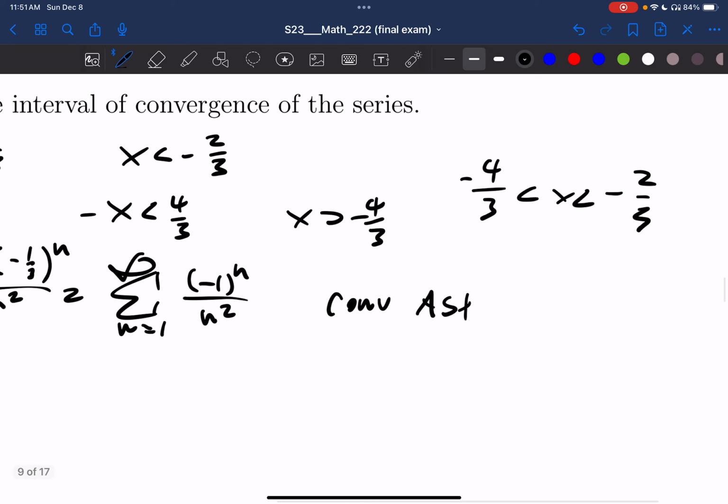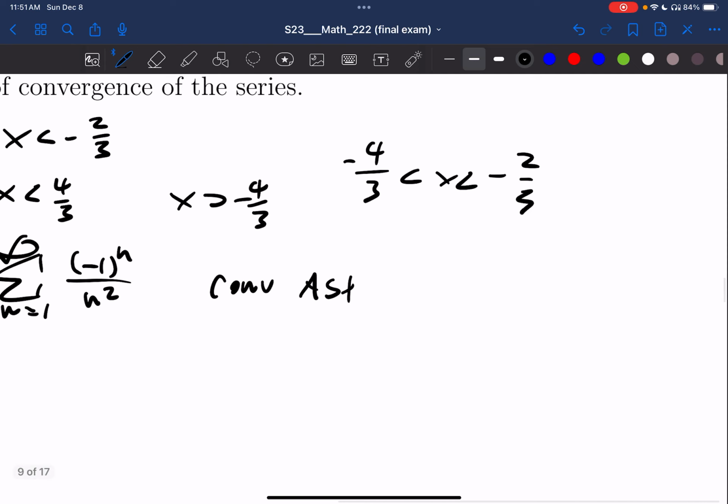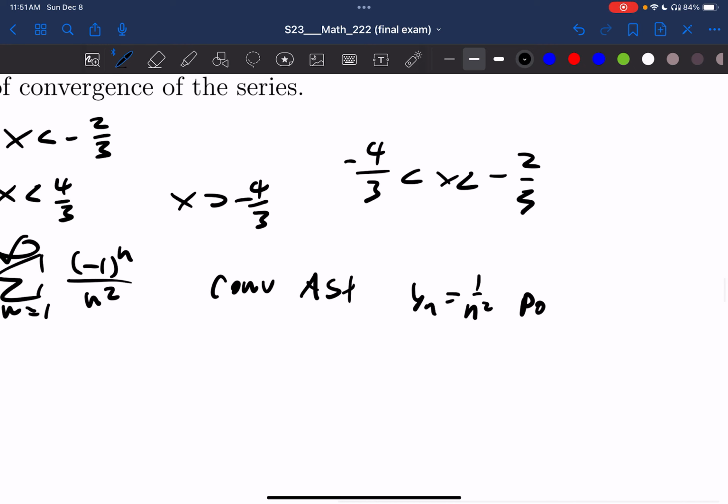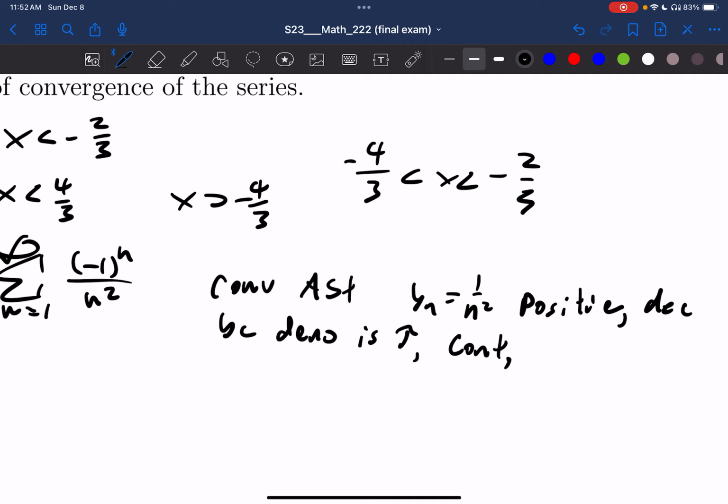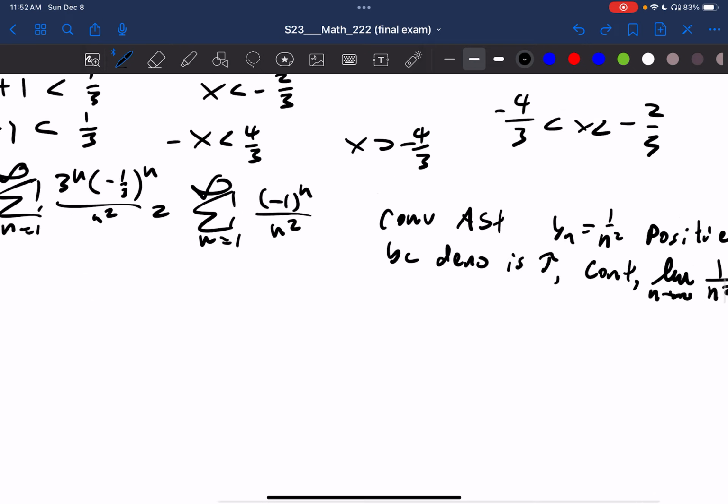But for the alternating series test, you must state 4 things. b of n is equal to 1 over n squared. This is positive. Decreasing because the denominator is increasing. So that's 1, 2, and then the third thing would be it's continuous. And the limit as n goes to infinity of 1 over n squared will be equal to 0. So if all 4 of these conditions are met, which they are, this will converge by the alternating series test.